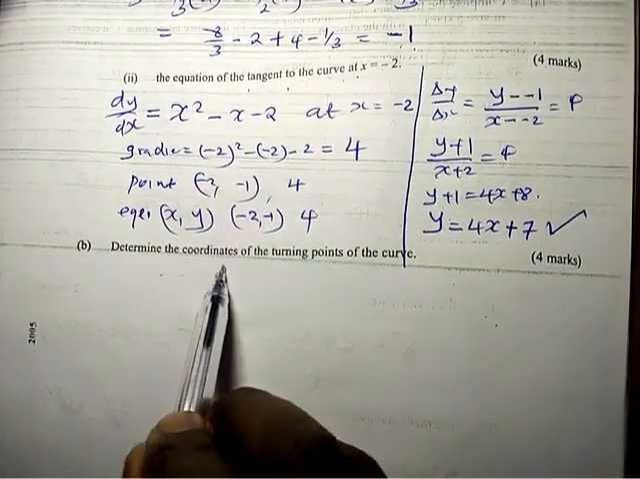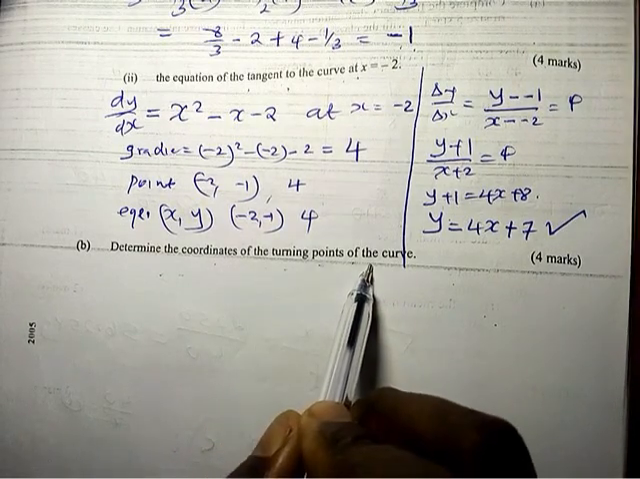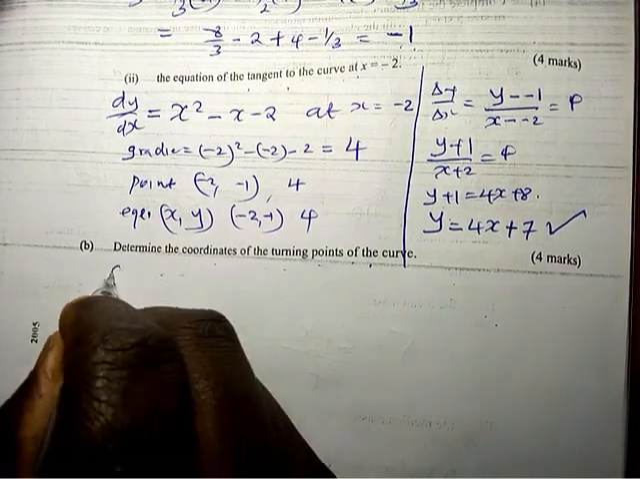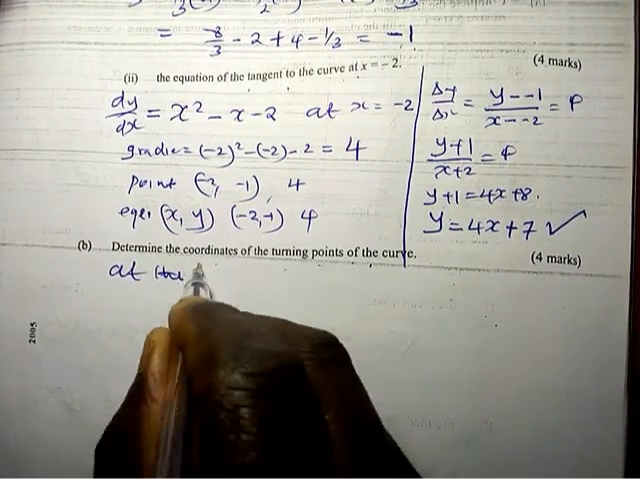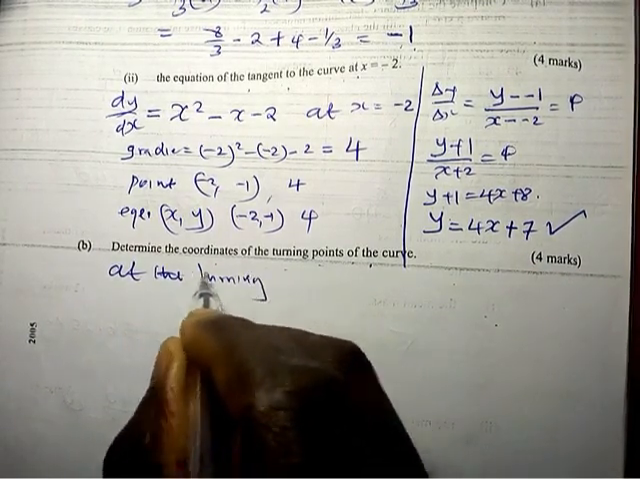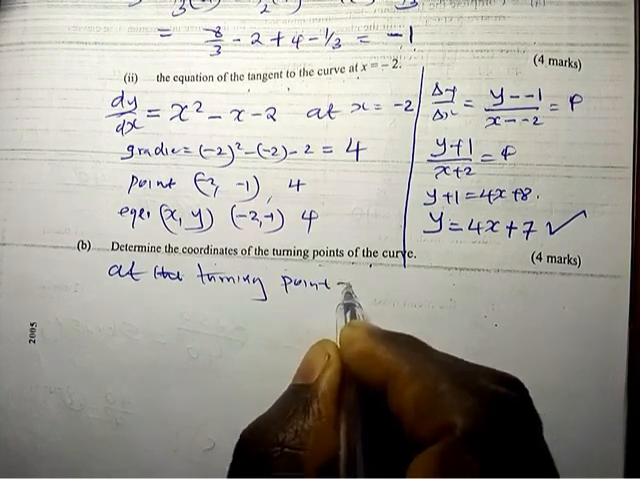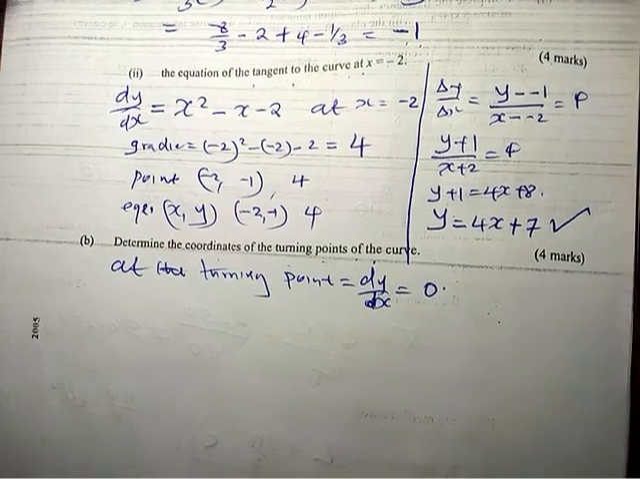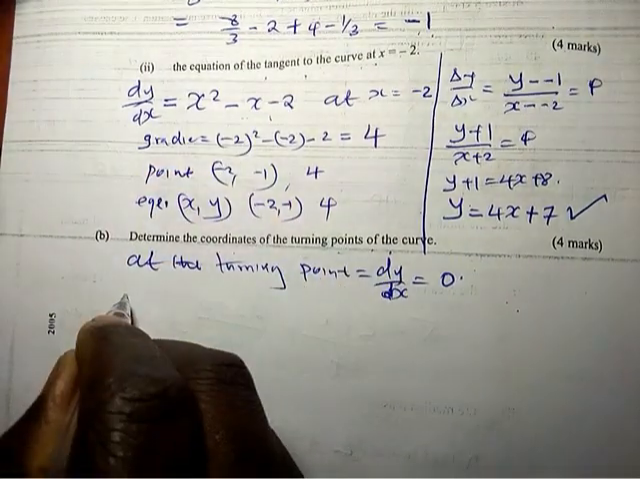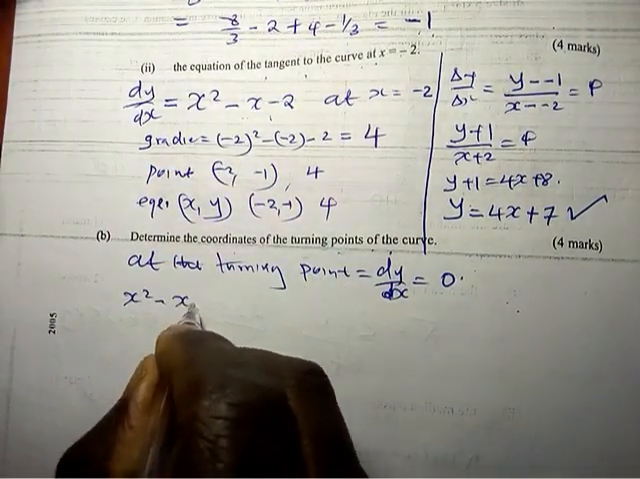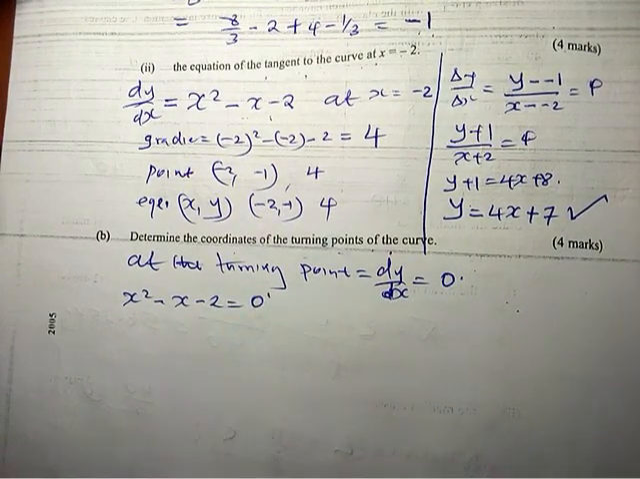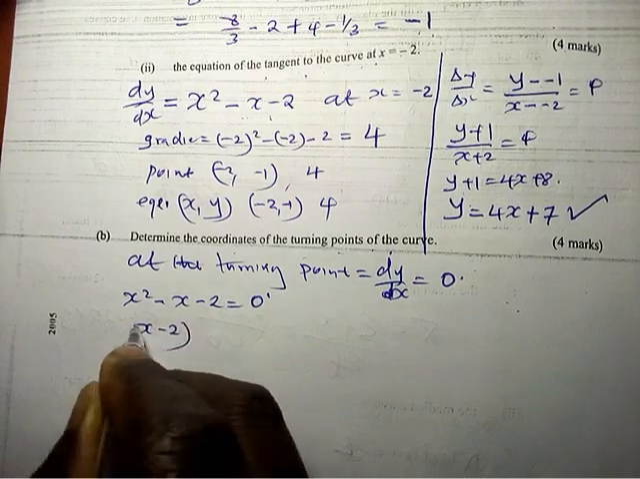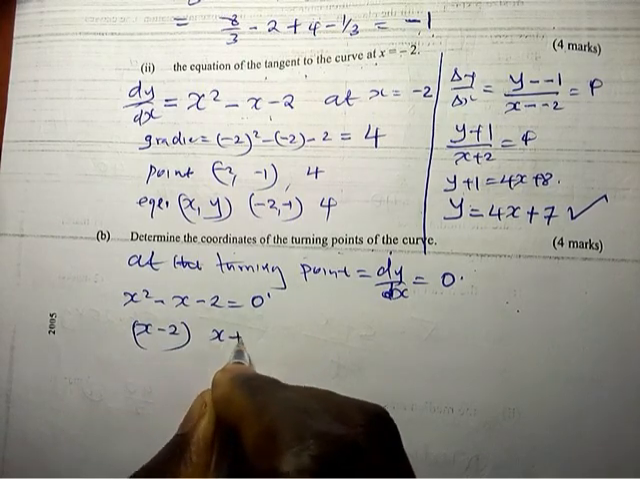Determine the coordinates of the turning points of the curve. At the turning point, the gradient function is equal to 0. At the turning point, dy over dx, which is the gradient function, is equal to 0. So now we have that one, which is x squared minus x minus 2, equal to 0. We get the value of x there. So this one is going to be x minus 2 times x plus 1, equal to 0.